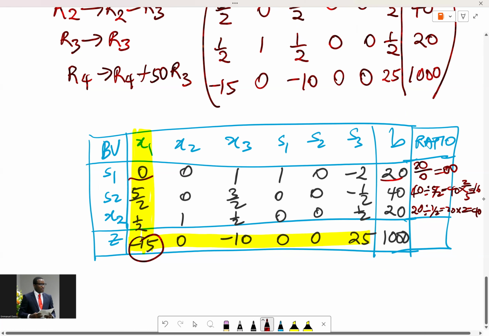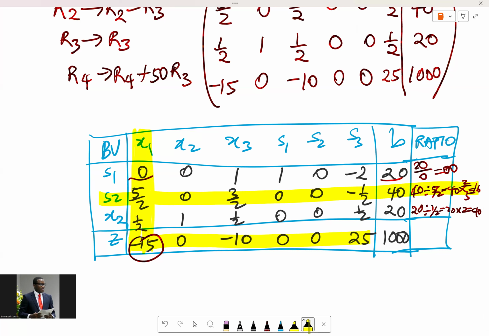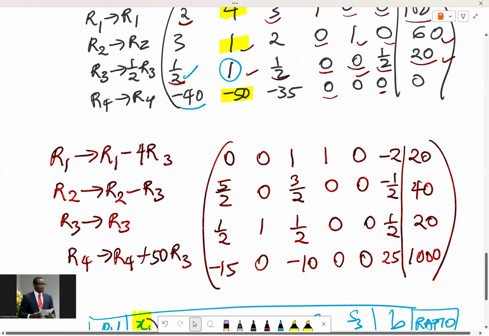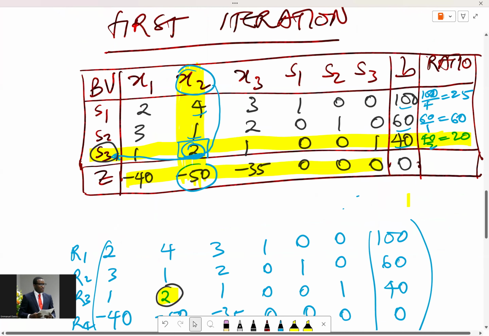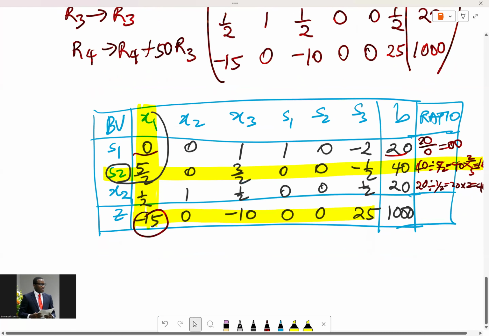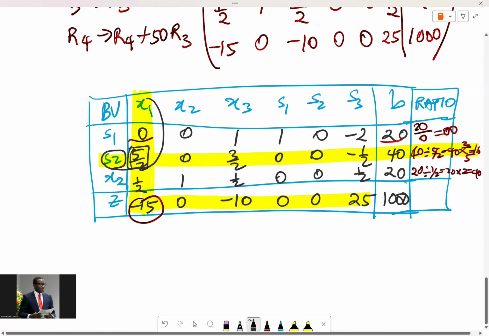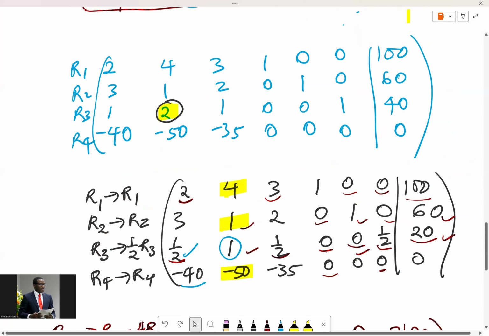So if you check this out, you see that 16 is the smallest, so it means that you can come this way. Because 16 is the smallest of all that, infinity being a very large number, X1 is coming to replace S2. In the first case, X2 came to replace S3. So now X1 is coming to replace S2. And if that is the case, this 5 over 2 is our pivot. Let me mark that so that it won't be confusing.